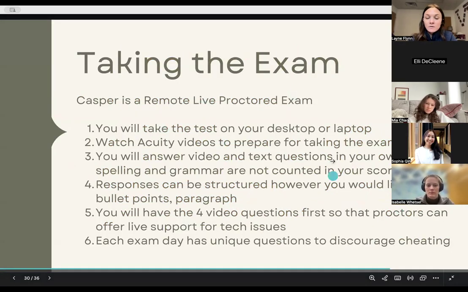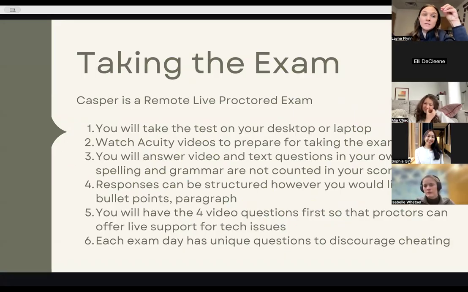So he kind of already talked about this, but a little bit more about preparing. Once you register for the test, they're going to have you go through a bunch of checks, making sure that you have the correct tech you need. Obviously, you need a camera, which most people have these days, but they're going to make sure you have all that before you get started.